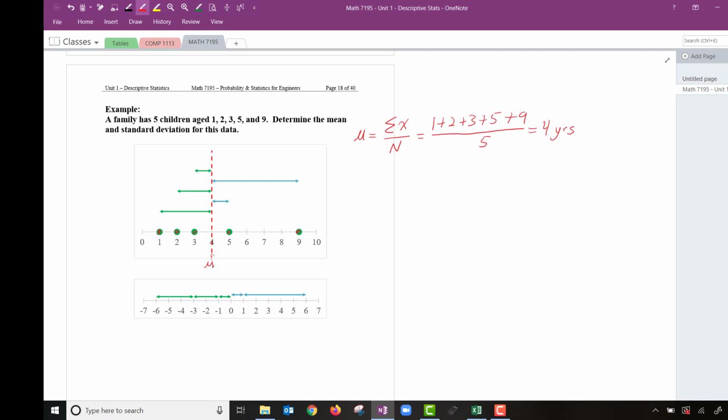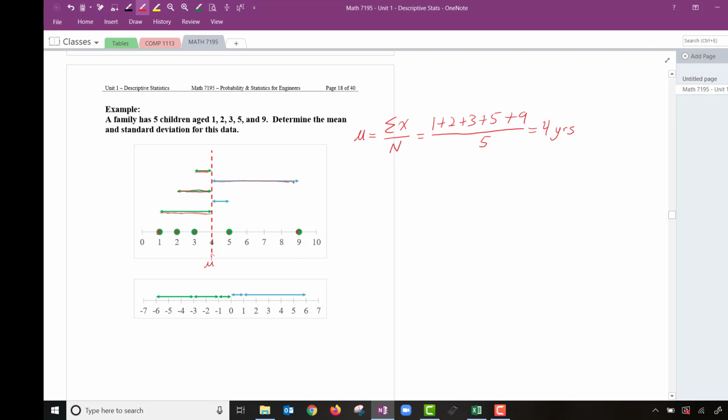What is the standard deviation? Well, that's just the distance of each kid from this dotted line. So the 1-year-old is this far away from the line. The 2-year-old is this far. The 3-year-old is 1 unit away. The 5-year-old is 1 unit above. And the 9-year-old is 5 units above.